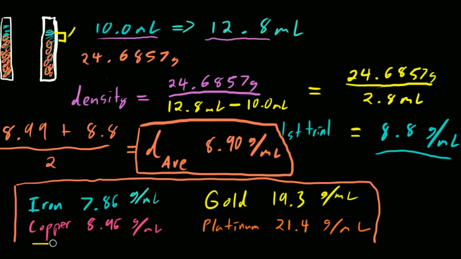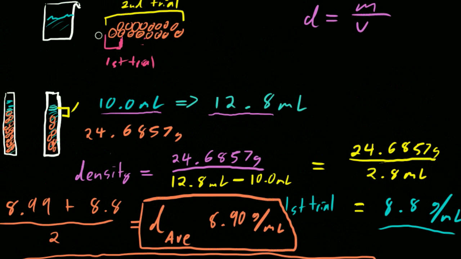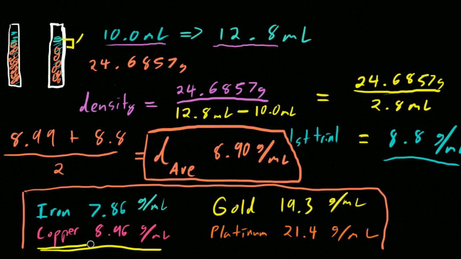So now we could say that maybe we would go back and do another trial and see if we could get this number a bit closer to what the accepted density is for copper. But you can hopefully also see that we can say with at least reasonable certainty that the metal shot we were given is copper. And we did that completely by figuring out the density.